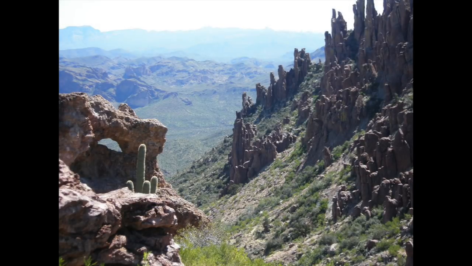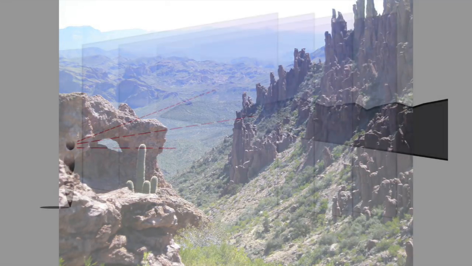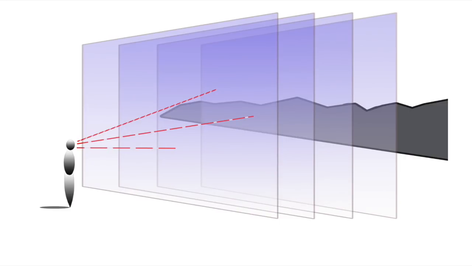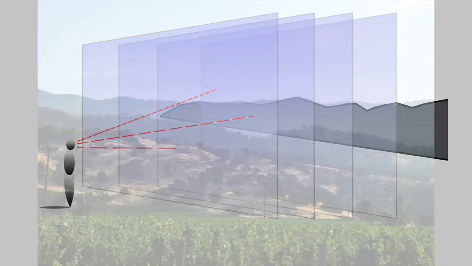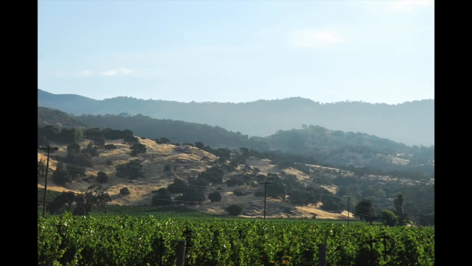Next, what's in the atmosphere? Think of the effect of aerial perspective as looking through curtains of atmosphere. The more curtains, dust, moisture, smoke, we're looking through, the more pronounced the effect of aerial perspective will be.